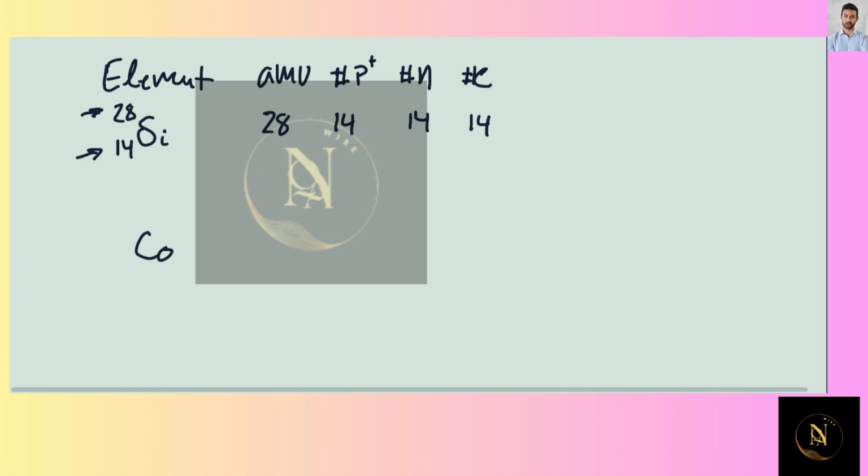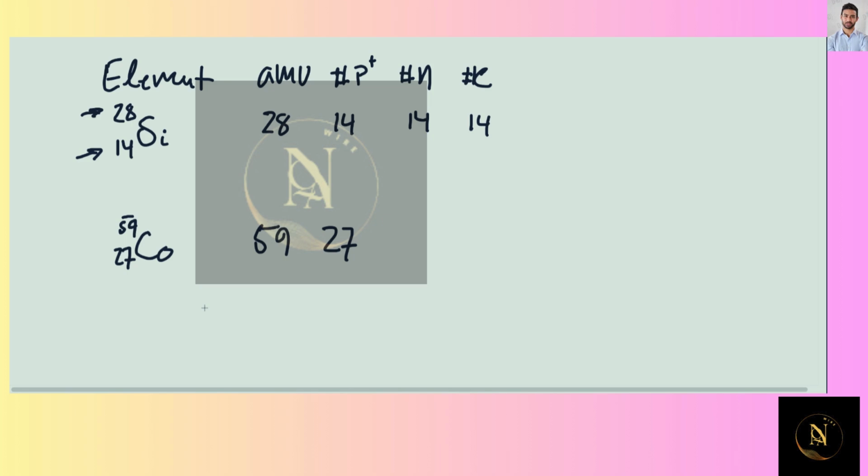Cobalt's most common isotope is, or the only stable isotope is cobalt 59. Okay. So the atomic mass units, again, just given right up there, that's 59. And the number of protons, again, given right there, 27. Number of protons is the same as the atomic number, right?